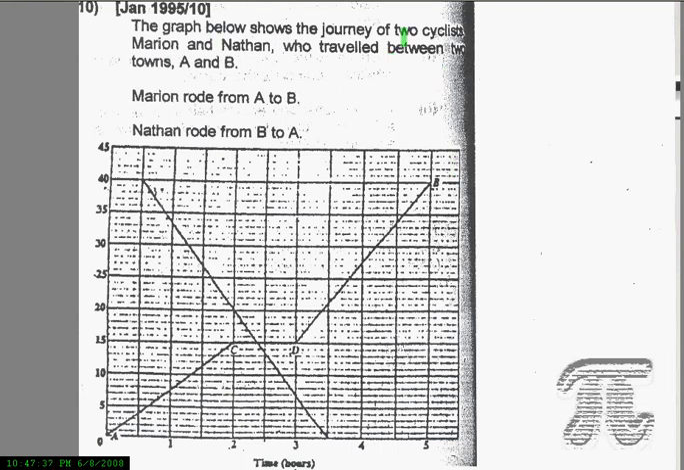They said the graph below shows the journey of two cyclists, Marian and Nathan, going to towns A and B. The information here is that Marian rode from A to B, and Nathan rode from B to A. Where are those towns? Let's give Marian A. Marian is riding from town A, and she rides like this. This is her journey. She's going from A to B. Now B is actually found on this line.